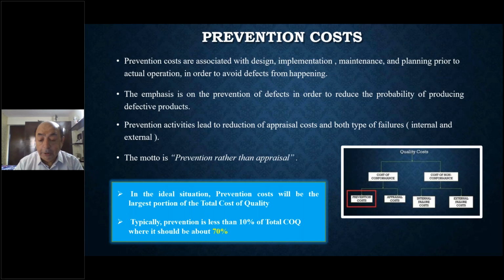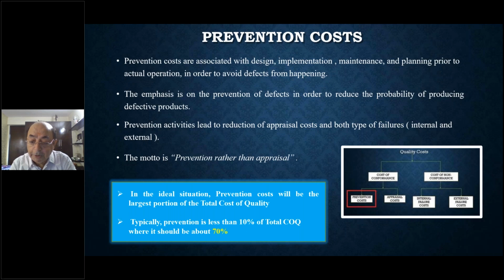Then comes what the appraisal costs are: inspection, in-process and final inspection, product, process or service audits, maintaining accuracy of testing equipment, that means calibration, etc., and non-destructive tests like X-rays, radiography, probes, etc. So these are all appraisal costs. Okay. Then comes internal failure costs.